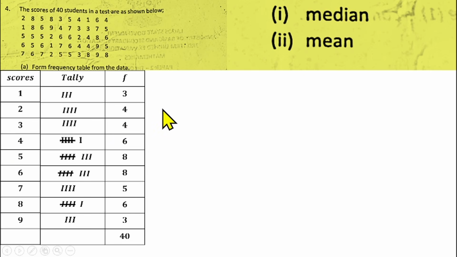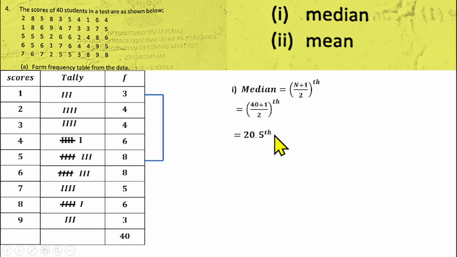If you are the one preparing the frequency table, then from there you have to find the median and the mean. Then to find the median, what do we do? The median is gotten by n plus 1 over 2, which is telling us the position of the median. Our n is the total frequency, which is 40, plus 1 over 2. That gives us 20.5 position.